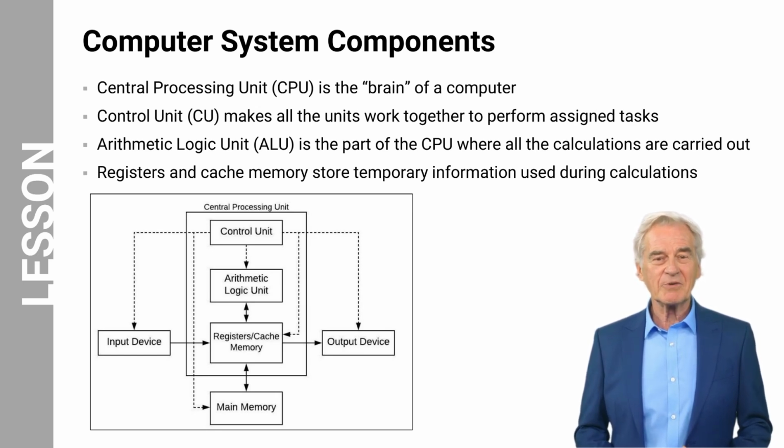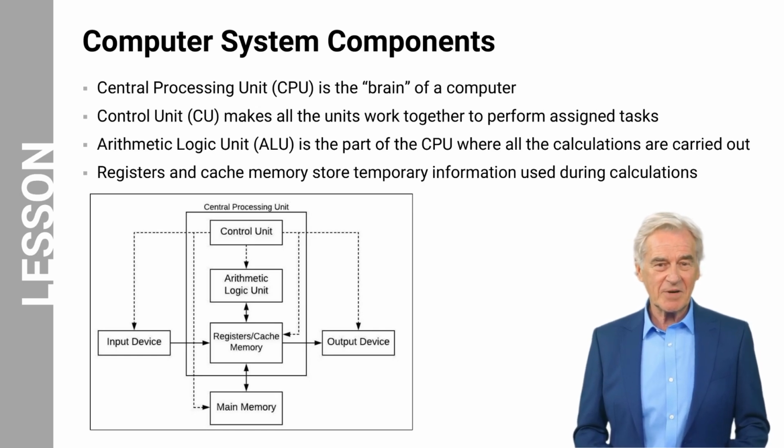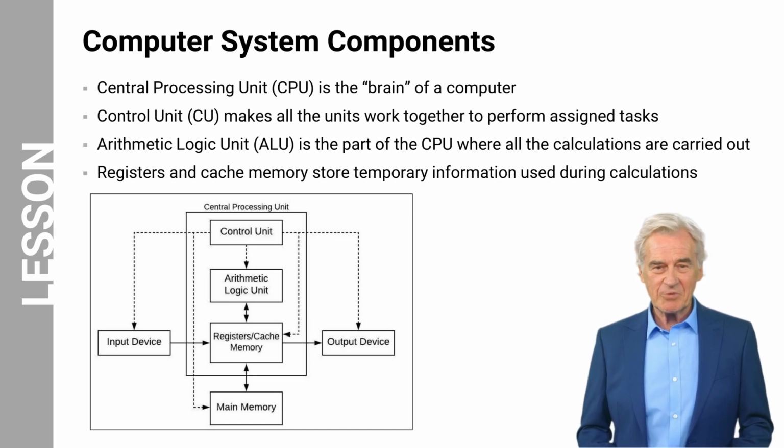The control unit, or CU, is a part of the CPU, which is like a conductor in an orchestra. It sends out signals telling other parts when to work, when to stop, and what to do next, keeping everything running in the right order. The arithmetic logic unit, or ALU, is the math wizard of the computer. It handles all calculations and logical decisions, from simple addition to complex comparisons that determine if your password matches.